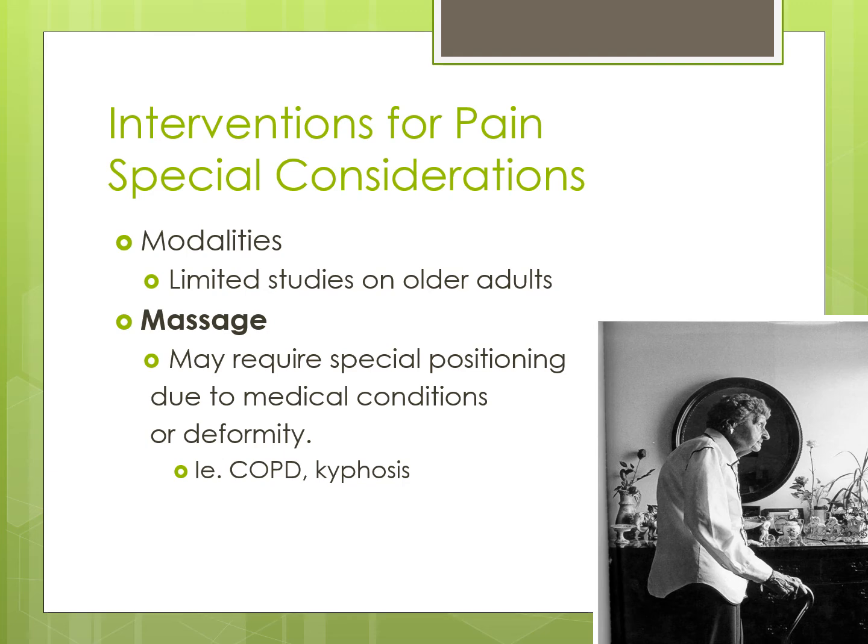Now, it might require some special positioning due to medical conditions and or deformities, right? So here's an older adult in your picture, an individual that has an increased thoracic kyphosis. You have to consider, can I get this person laying down prone? The answer is yes. Can I get this person laying down supine and side lying? The answer is yes. But I'm going to have to consider, all right, what are the special positions and things that I might need to make sure that this person is comfortable and is safe in this particular position while I'm addressing some of the postural components or some of the manual therapy components, right?